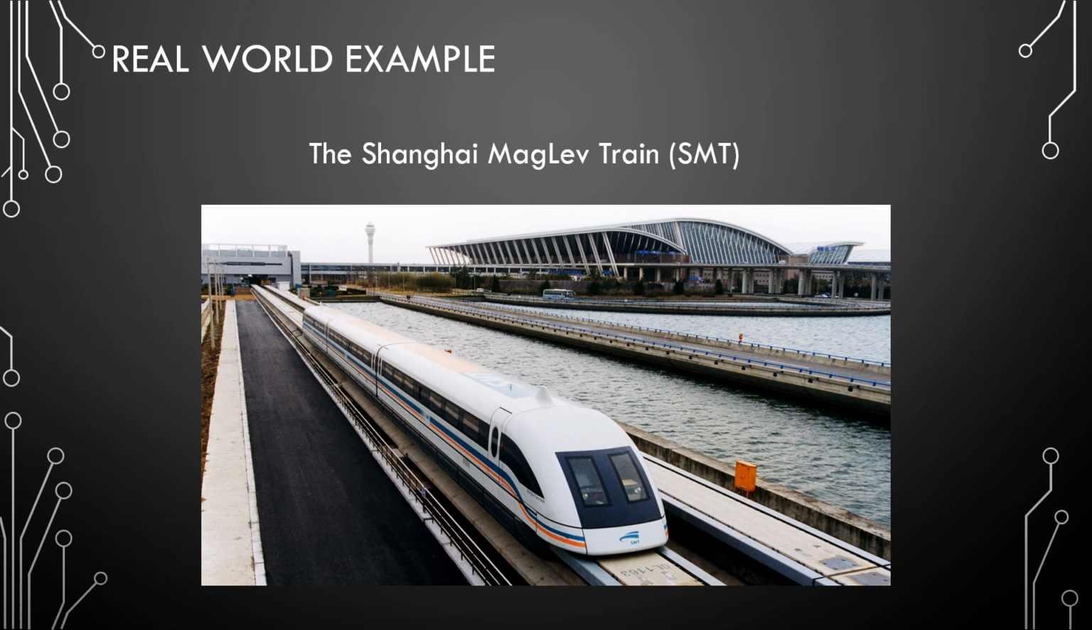Now, to show a real-world example of maglev technology being implemented, I will be talking about the Shanghai maglev train located in China. Now this train, as shown in the picture on the slide, has a top speed of over 430 kilometers per hour, or 267 miles per hour. It also holds the title of the world's fastest commercial train. To compare, the fastest train that has no magnetic properties and just uses steam and the rails goes as fast as 350 kilometers per hour, or 217 miles per hour.